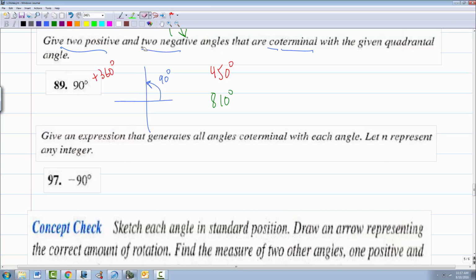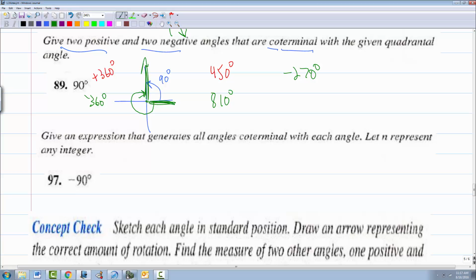Okay, now find two negative angle measures. Well, what I'm asking for is an angle measure that I go this direction and I land in the same spot. Well, that's found by simply mathematically subtracting 360. That gives me negative 270. Or look at this. Negative 90, negative 180, negative 270. All three of these angles so far land here after starting from here.